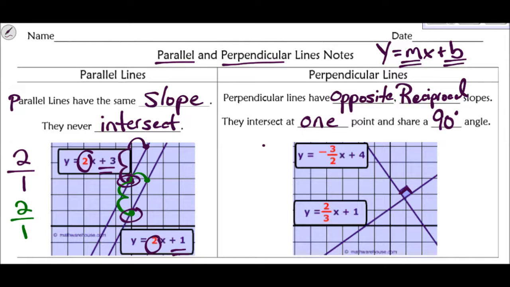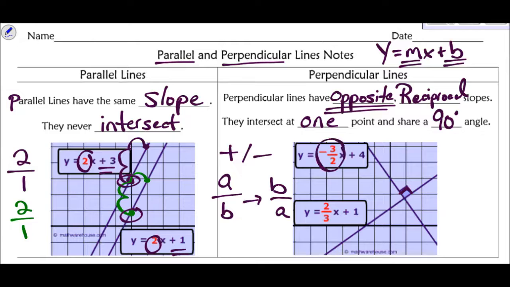They have opposite reciprocal slopes. When I say opposite, I mean positive versus negative. And when I say reciprocal, I mean the fraction flips upside down. So I'm going from A over B to B over A. It's got to have both of those two parts. You can see that in the slope here. Negative 3 over 2 changes to a positive 2 over 3. The fraction flipped upside down. It was a 3 over 2. Now it's 2 over 3. And we lost that negative sign. We have the opposite form of that number. It went from a negative to a positive.